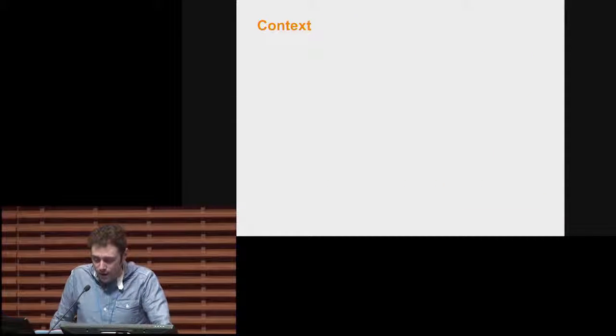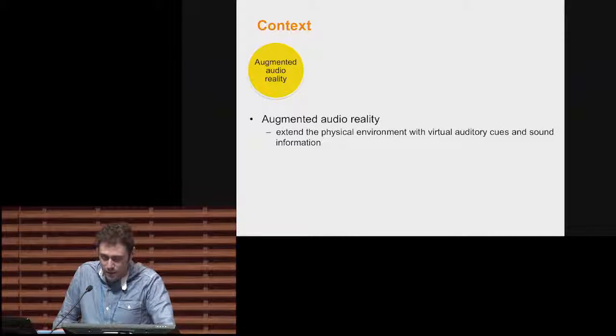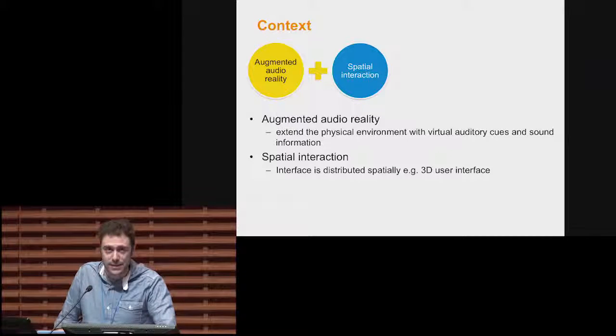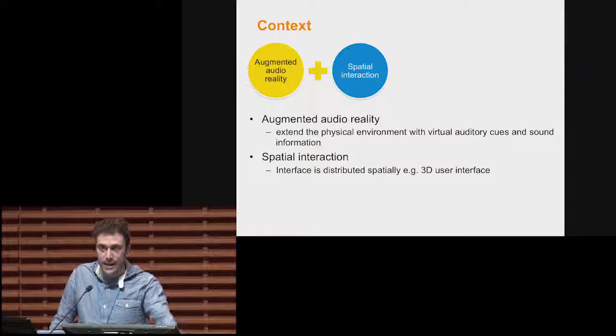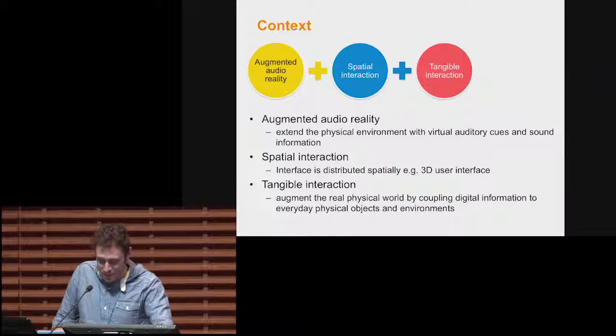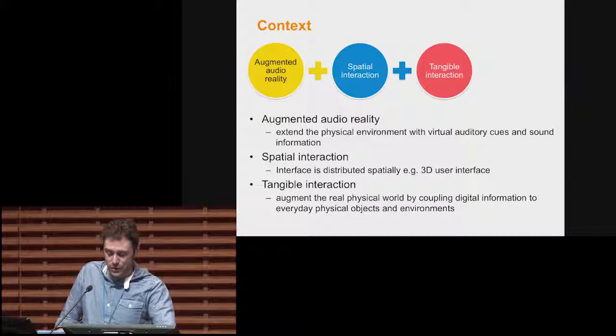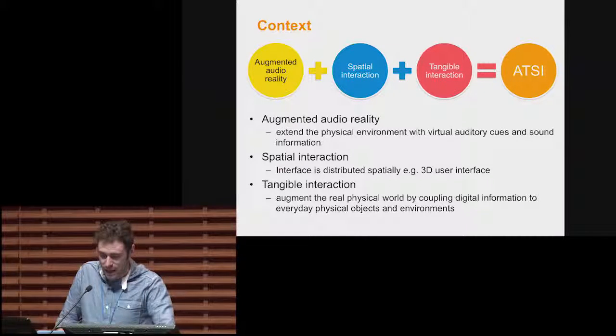A little bit about the context of this system. We borrowed elements from augmented audio reality. We want to extend the physical environment with virtual auditory cues and sound information for different kinds of application. We want spatial interaction, which is also called a 3D user interface, or anyway an interface that is distributed in the real environment. And of course, we want tangible interaction because we're here. The idea is to augment the real physical world by coupling digital information to everyday physical objects and environments. All these summed together give us ATSI.